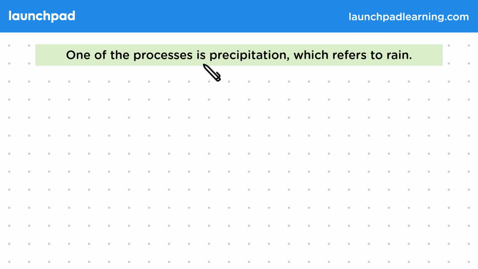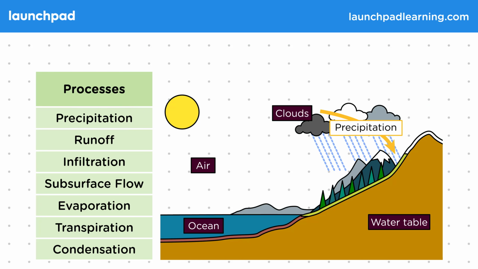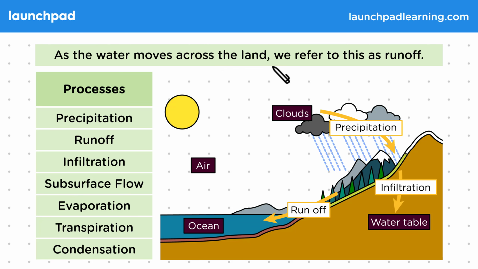One of the processes is precipitation, which refers to rain. Precipitation is the term for rain. So when it rains, what's the next part in the process? As the water moves across the land, we refer to this as runoff. So runoff is the term used for the movement of water across the land.